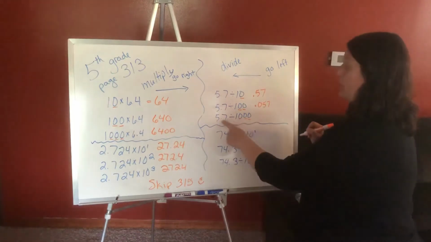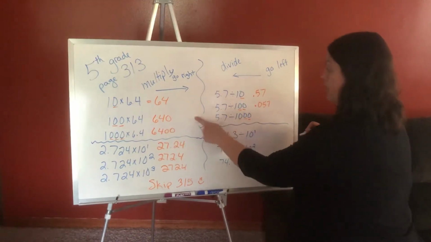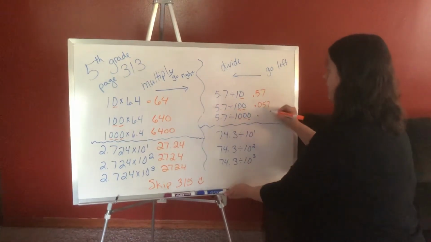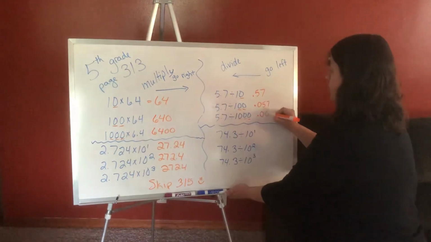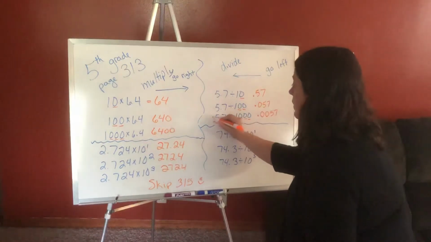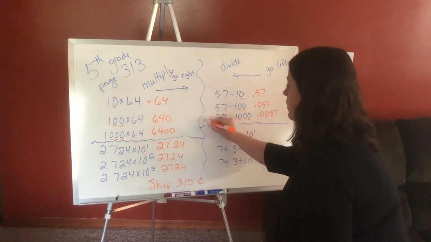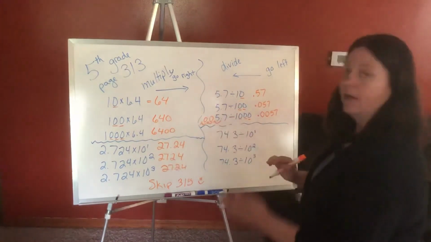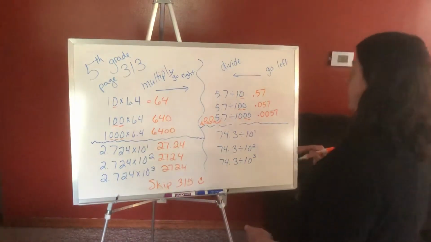So on this one, I'm moving 3 spots. So I'd go 1, 2, 3. So this time, I need to add 2 zeros to get all the way over. Okay, so that looks like this. It'd be like 1, 2, 3. Okay, so you can add zeros as you go if you need to.